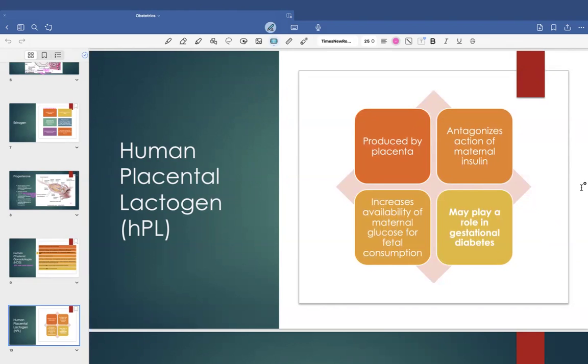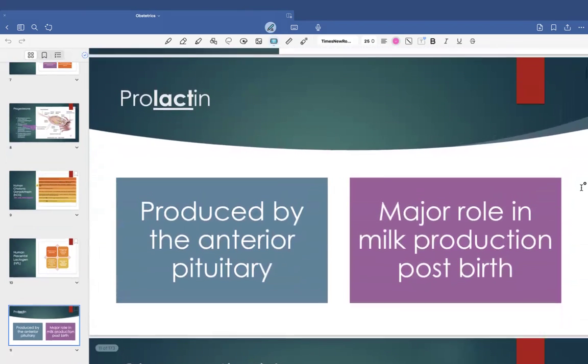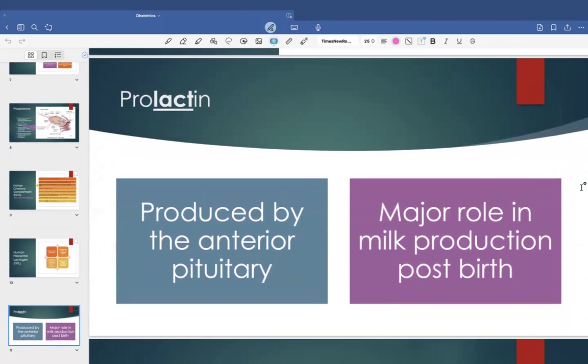Prolactin. Prolactin production during pregnancy prepares and stimulates the mammary glands, or milk glands, in the breast for lactation once the progesterone levels fall at the end of pregnancy. It is produced by the anterior pituitary, and we can think prolactin, lactation, major role in milk production post-birth. Now, while prolactin is the hormone that's probably going to produce more of the milk, remember estrogen has a role in that too. Estrogen enhances the effects of prolactin. So it contributes to the full development of the mammary gland, but think prolactin, milk production.